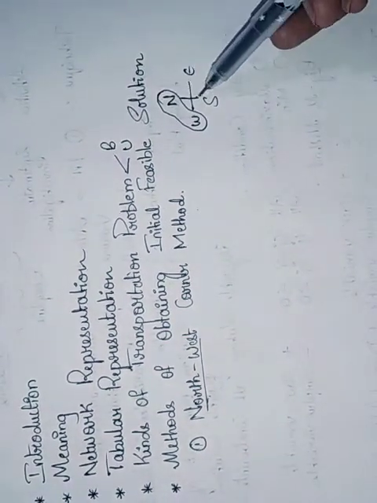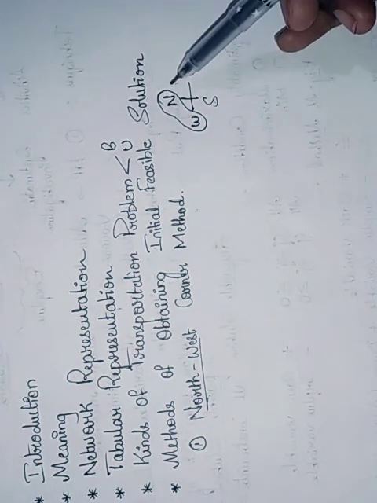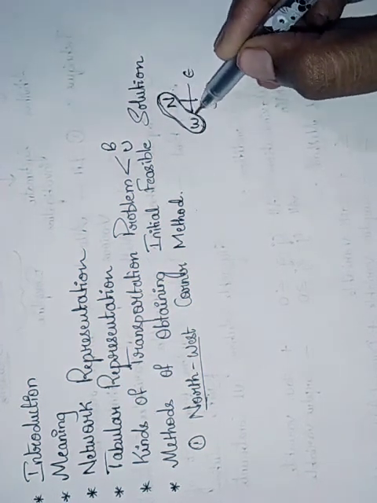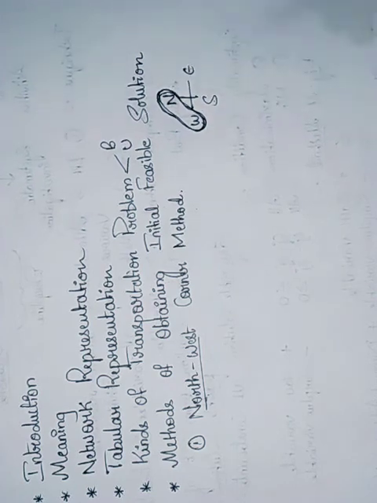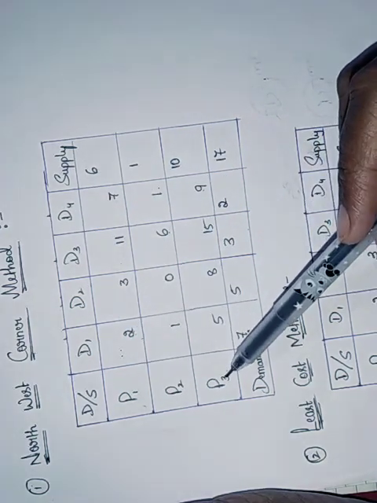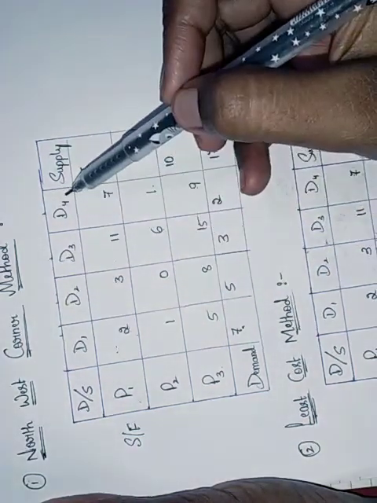So here you can observe this: north, east, west and south. Always in this method the importance will be given to the northwest corner cell of the tabular representation. Now let us understand clearly about the northwest corner method. You can observe here, I have taken 4 destinations and 3 plants. I can also call them sources or factories, and the 4 destinations I can also call warehouses.